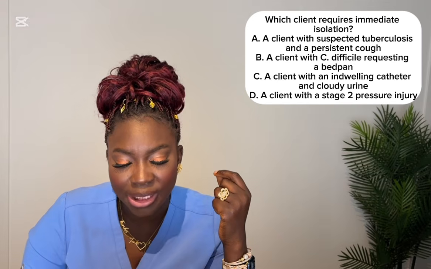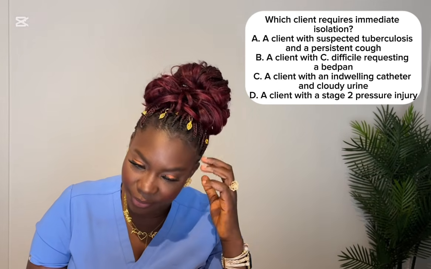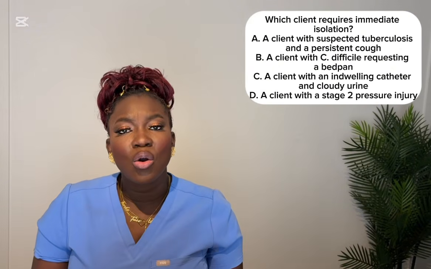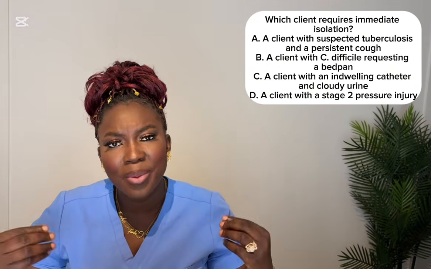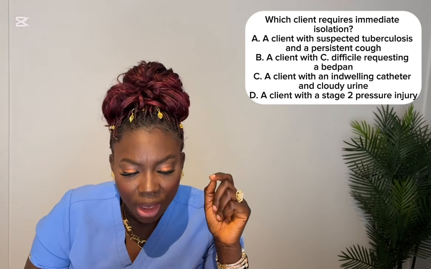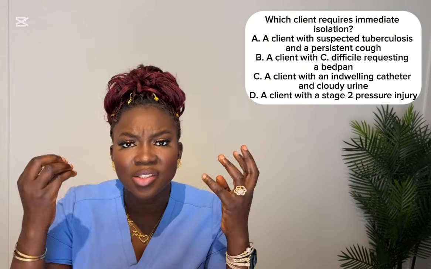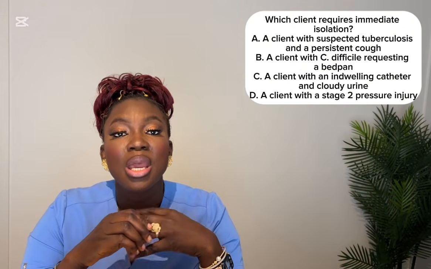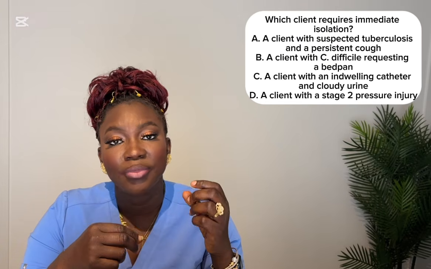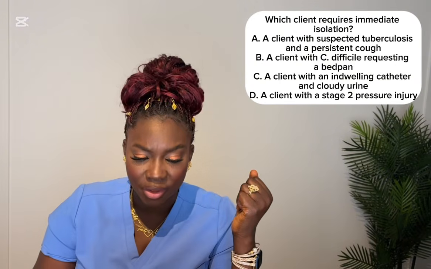Now C, a client with an indwelling catheter and cloudy urine. This may suggest infection because of the cloudy urine, right? But look, it's not immediately life-threatening or emergent compared to somebody who spreads an infection that affects everybody, okay? And a client with a stage 2 pressure ulcer. A pressure ulcer is not infectious, except maybe they take a culture and it's indicative that the pressure ulcer has been infected. Aside from that, that's not priority, right?